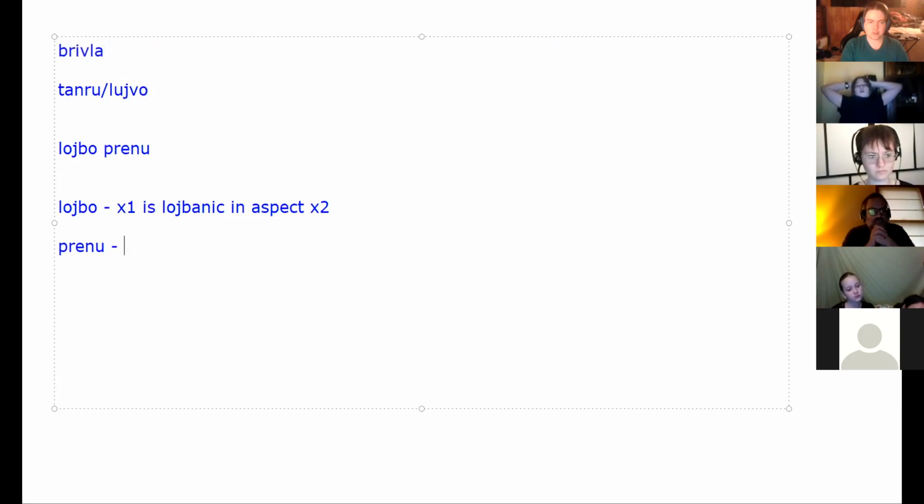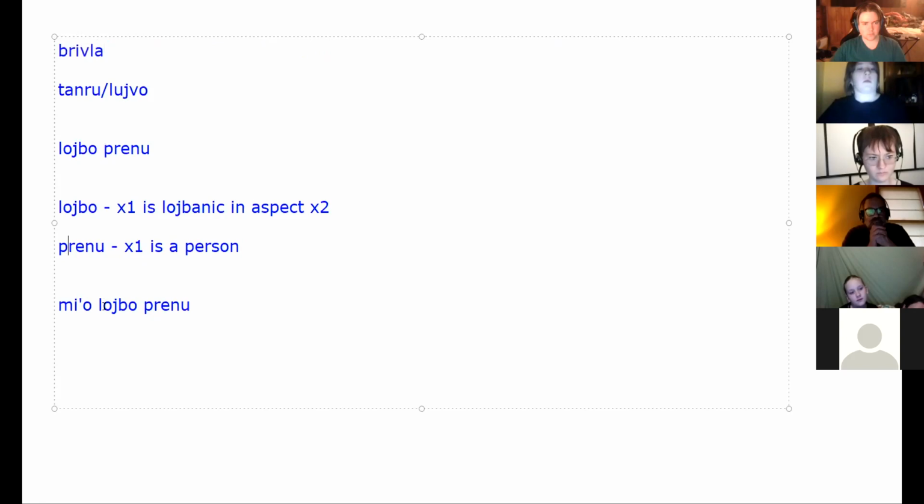We've got prenu, which is X1 is a person. So lojbo prenu, if I say mi'o, we are lojbo prenu, I'm saying this goes to the X1 place of prenu, because in Lojban, for a tanru, which is what this is, a tanru is two or more gismu, two or more root words put together, it defaults to the last place. However, it's modified now. We're not just people, we're Lojbanic people.